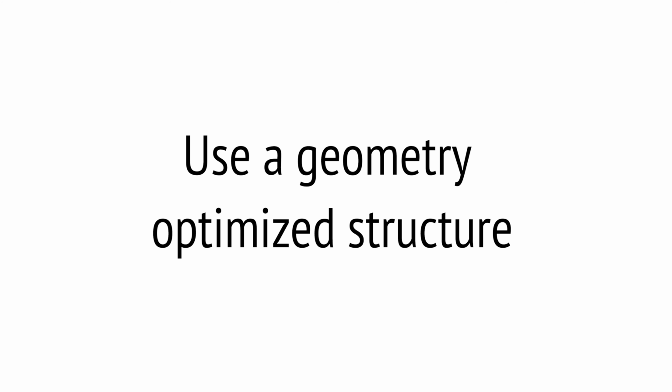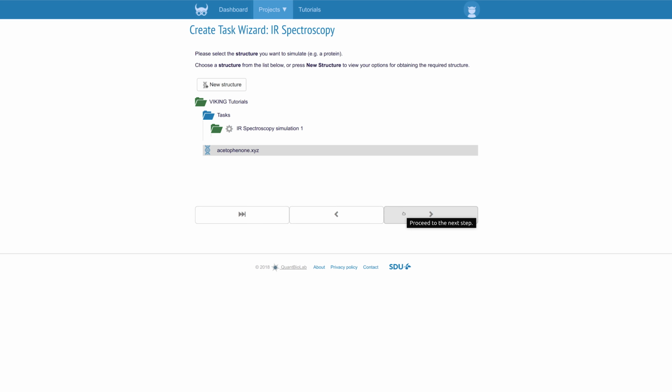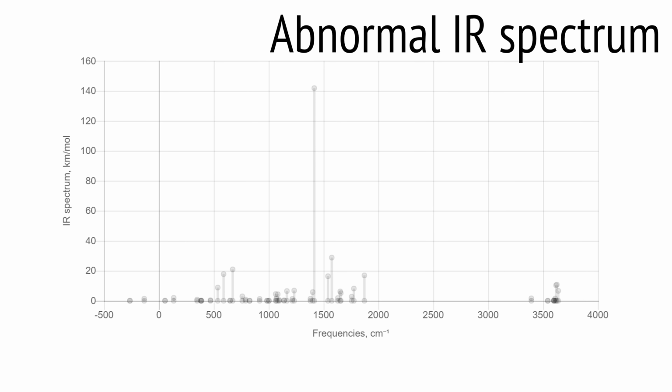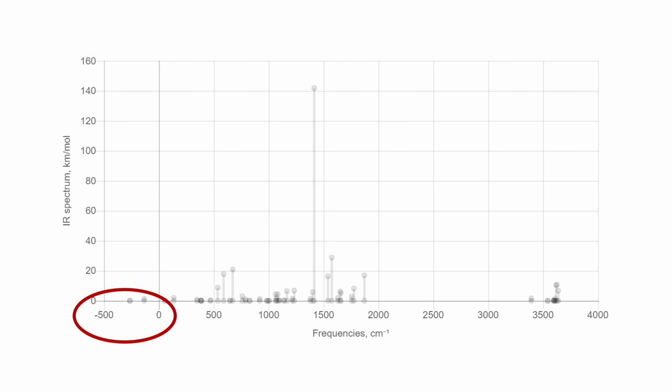To obtain a reliable IR spectrum, it is important to provide the program with a structure that has been previously geometry optimized. Please see our geometry optimization tutorial for more details on how to do that if you're not sure. You will now specify your calculation method and basis set for the IR spectrum calculation. When choosing these settings, please be aware that if you use a different method or basis set than in the geometry optimization, there will be some abnormalities in the final results. These are fairly minor, and they mainly consist of misplaced peaks in the negative range of frequencies.